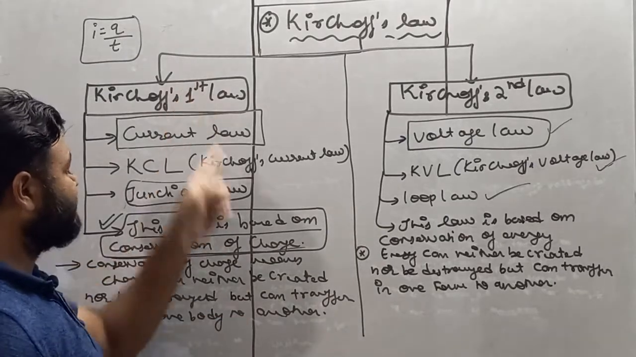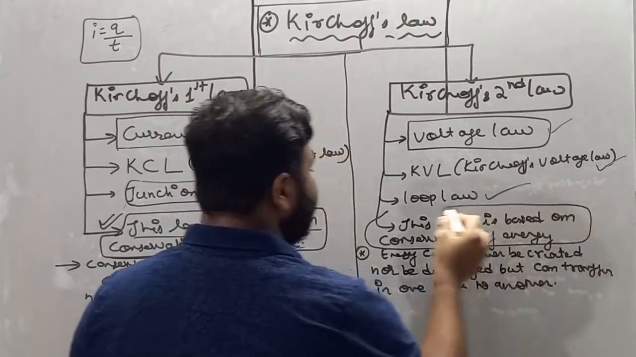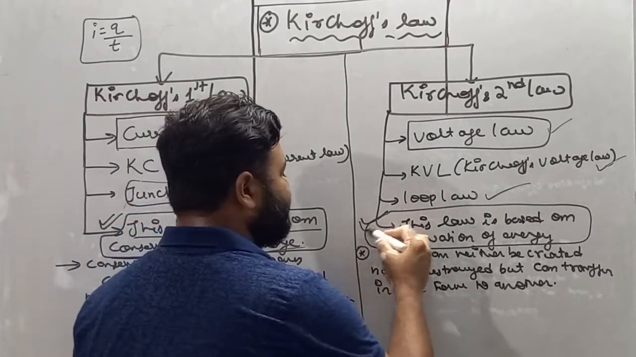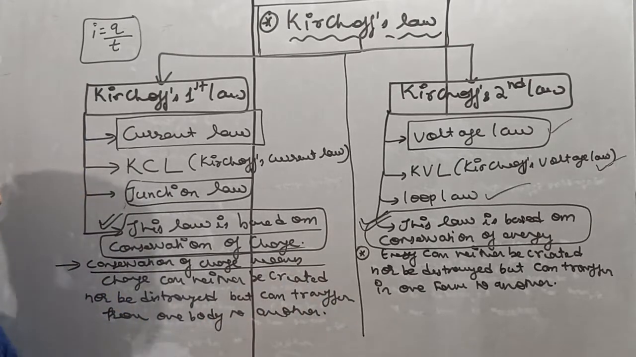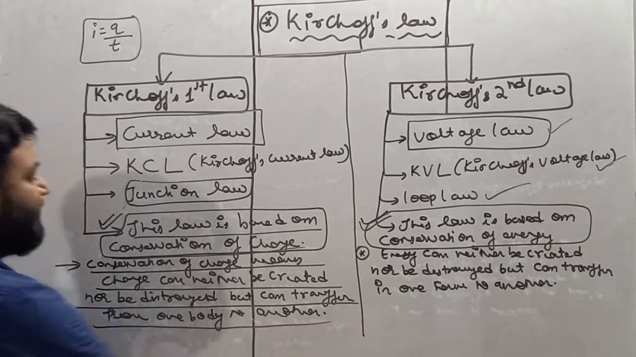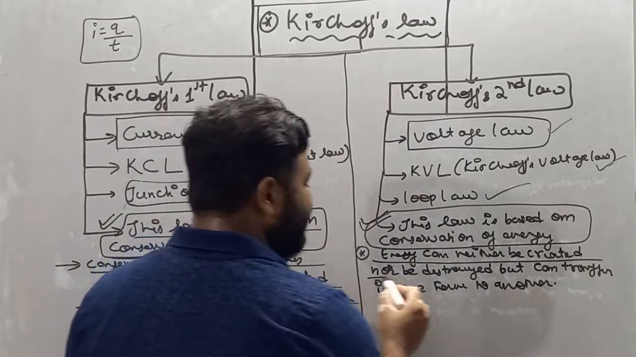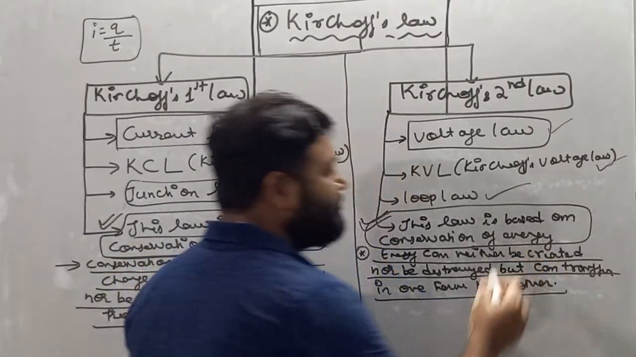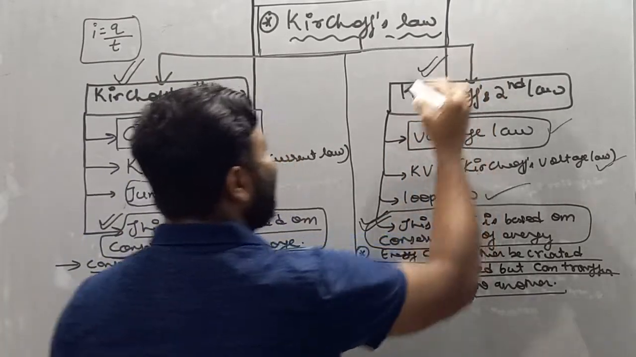Remember, my dear student, the first law is based on conservation of charge, and the second law is based on conservation of energy. Conservation of charge means charge can neither be created nor be destroyed, but can transfer from one body to another. Similarly, energy conservation means energy can neither be created nor be destroyed, but can transfer from one form to another. So this is all about Kirchhoff's first law and second law.